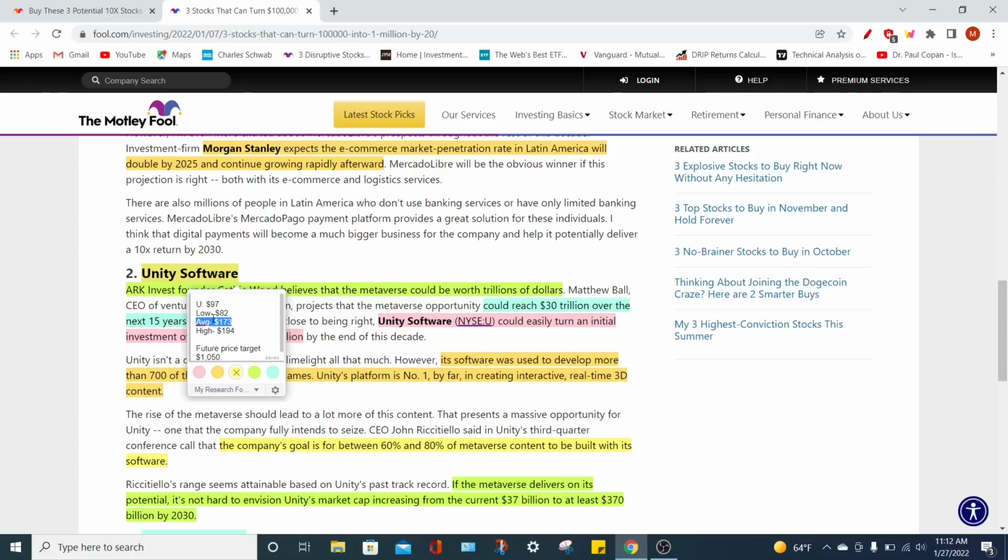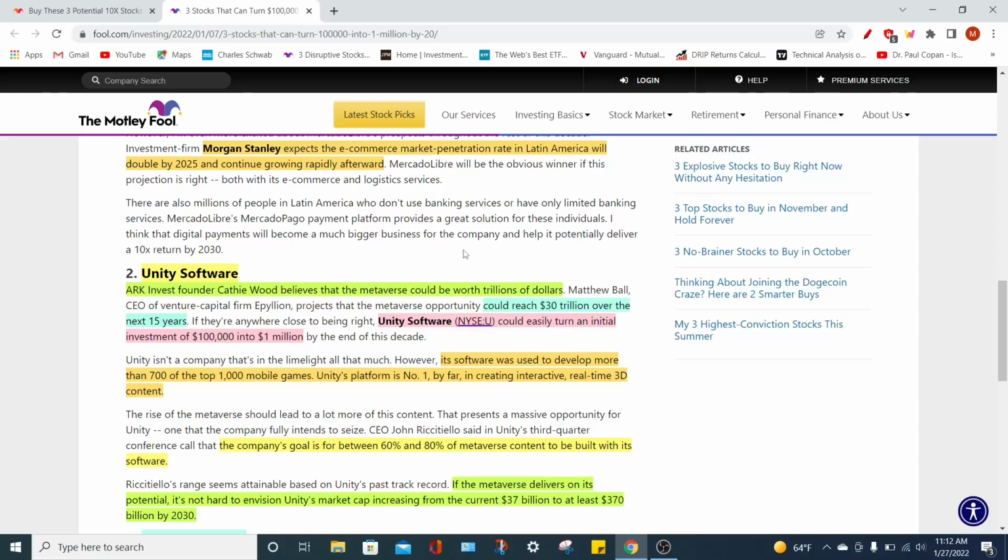However, the average price consensus for the stock is $173, and the high-end price prediction is $194 according to analysts. The future price target for the stock is $1,050, so if the stock can go from $97 all the way to $1,050, this is going to be absolutely amazing for shareholders. Kathy Wood is extremely bullish on this stock, as well as ARK Invest as a whole, because this is a metaverse stock play, and the metaverse is going to be worth trillions of dollars.